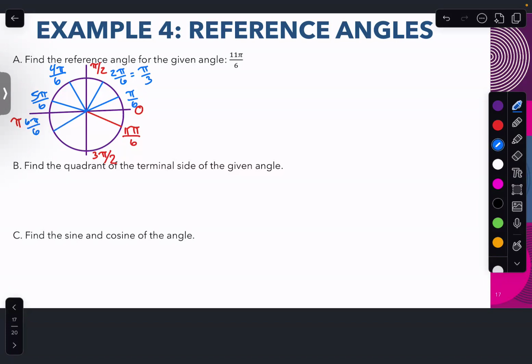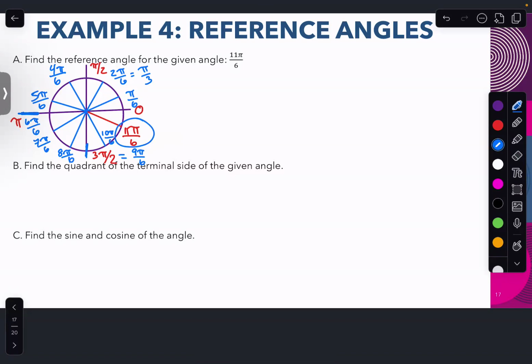So now I've got to go under. So I'm going to jump 30 degrees at a time. If this 180 degrees here was 6 pi over 6, now I'm at 7 pi over 6, 8 pi over 6. Right here at 270 degrees is 9 pi over 6, which is 3 pi halves. And now I know to split this one. So this would be 10 pi over 6. And there's 11 pi over 6. So we had to go almost all the way around.